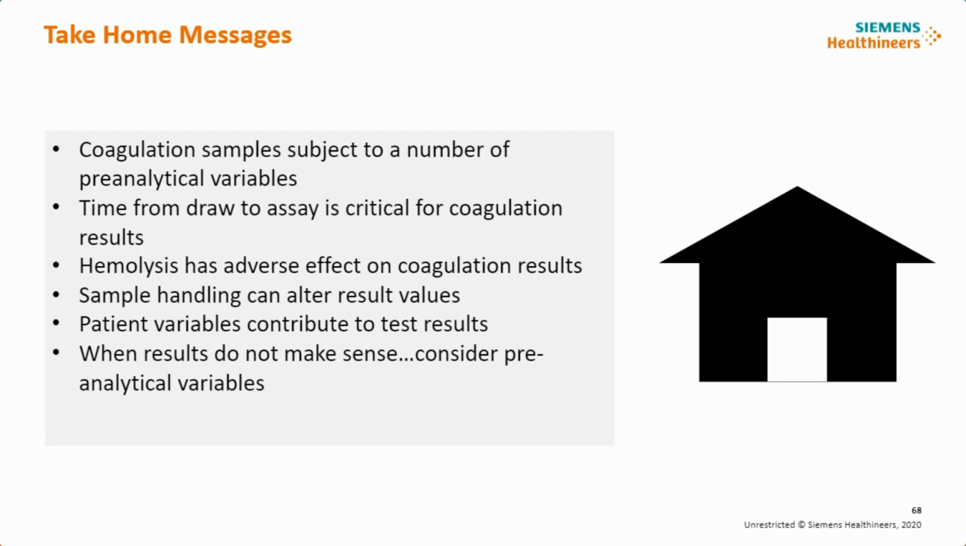4 hours, good coagulation, 2 hours, great coagulation. And we know that hemolysis can have adverse effects on our coagulation results. Sample handling can alter results, so if there's a significant amount of agitation, anything along those lines could affect your patient results. And again, patient variables, the patient history, that communication between the lab and the clinical staff. And when results don't necessarily make sense, we can consider pre-analytical variables.